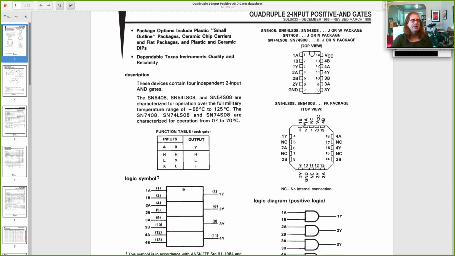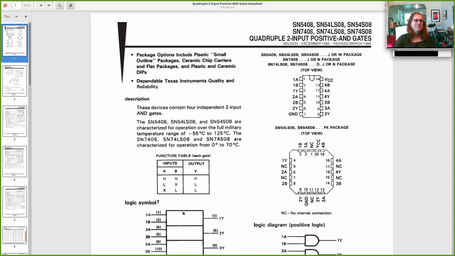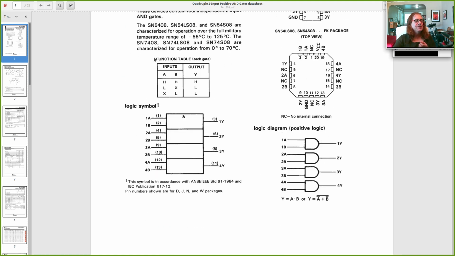So there's a top view. Here's a different package. This is one of these 4-sided flat packs, and you can get it in that package. And here's a description of it, right? They're independent AND gates. The 54 series are what are called mil-spec. They work at a lower temperature, they work at a higher temperature, they're more resistant to vibration, they're more tolerant of voltage changes, and they cost more money. So we always use 74 stuff, but you can get 54 stuff if you're in some kind of critical application.